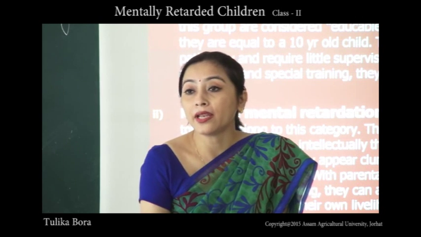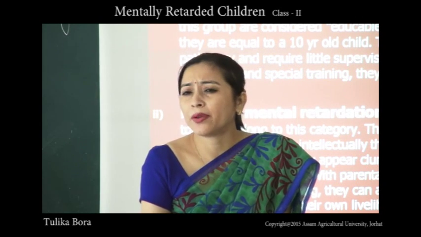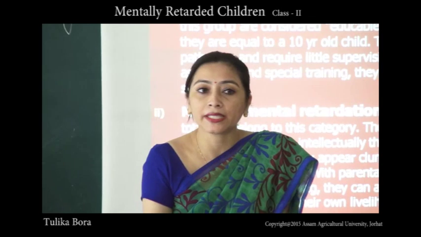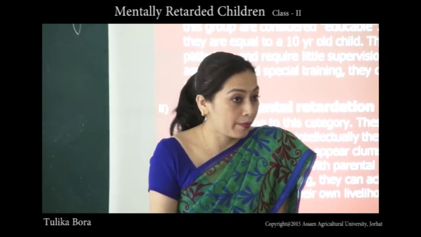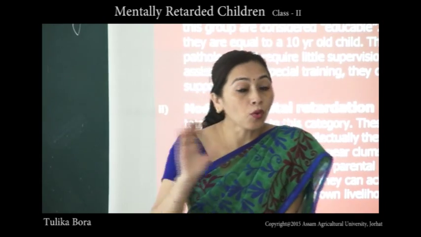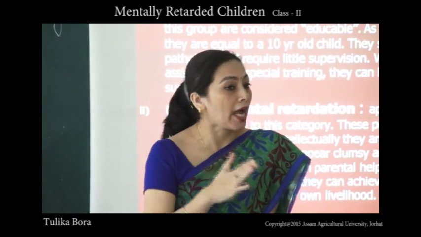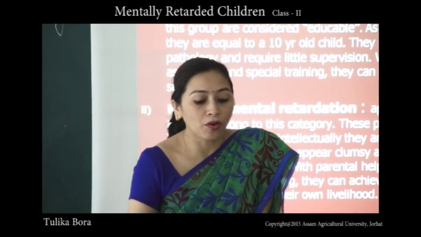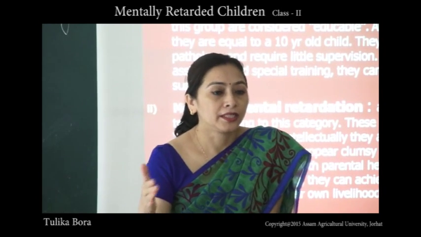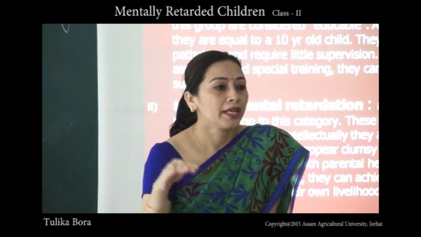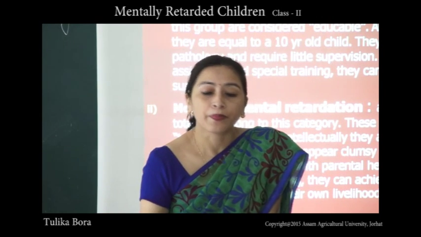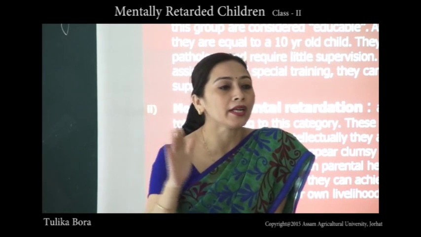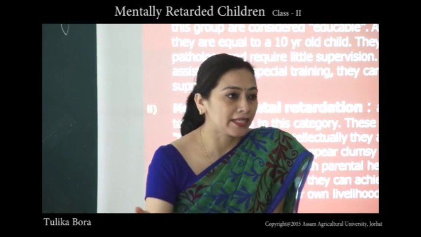So mild, who are mild mentally retarded children? Mostly 85% of the mentally retarded come under this category, mild mentally retarded, and they are educable. Now you know who are educable. Intellectually they are equal to a 10-year-old child. As adults, their level of intelligence will be equal to 10 years old. If their chronological age is 20, 22, their mental age will be 10 years only.